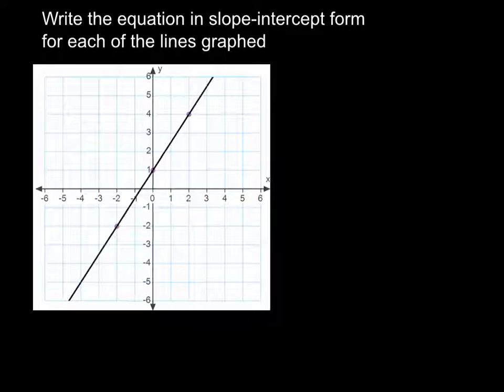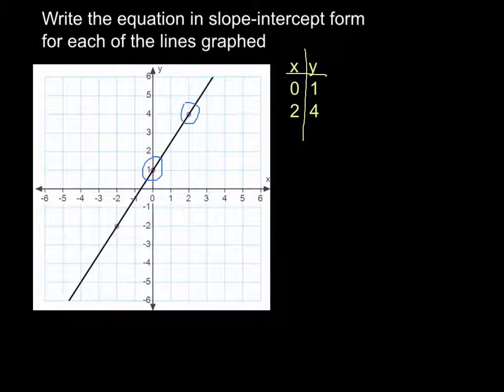Questions 11, 12, and 13 give us a graph and ask us to write an equation in slope-intercept form. We already figured out how to get the slope in questions 1, 2, and 3, and we know that the intercept is where the line crosses the y-axis. So let's get the slope for this line. Our first point is going to be 0, 1, the blue one that I already circled. Our second point can be over here, 2, 4.